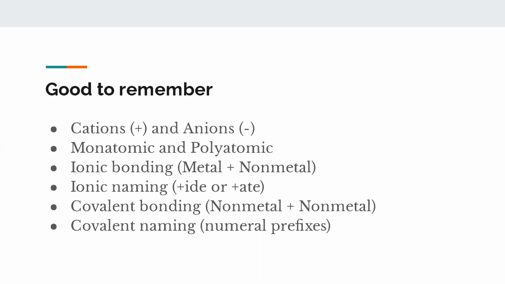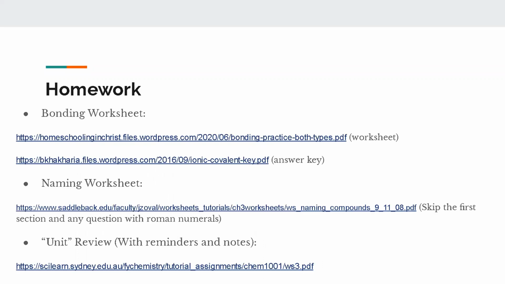Cations are positive, anions are negative. Monatomic means a singular atom. Polyatomic means more than one atom. Ionic bonding is between a metal and a nonmetal. Ionic naming, you just add IDE or ATE. For covalent bonding, it's between two nonmetals, and for covalent naming, you just use the numeral prefixes and then add IDE at the end. So that was the homework.